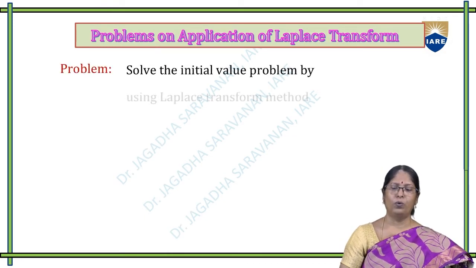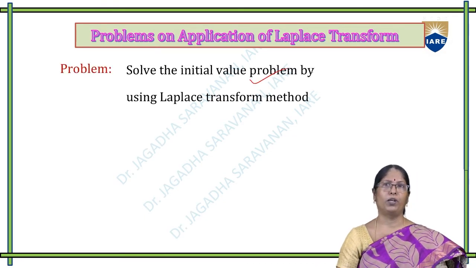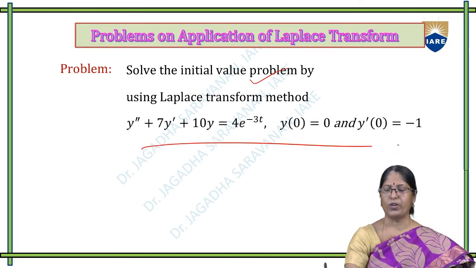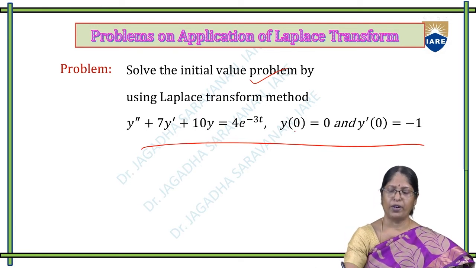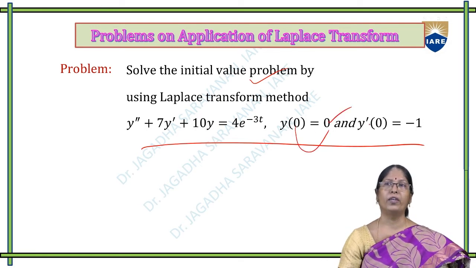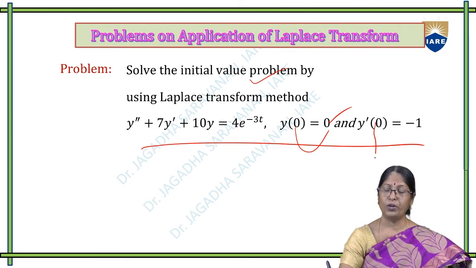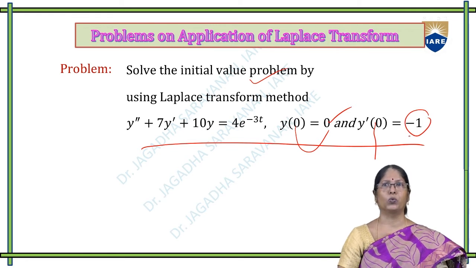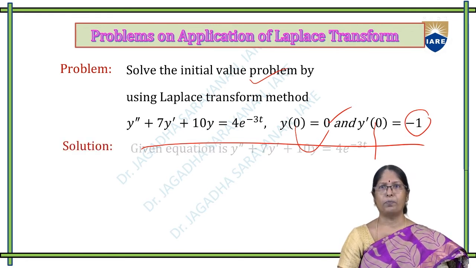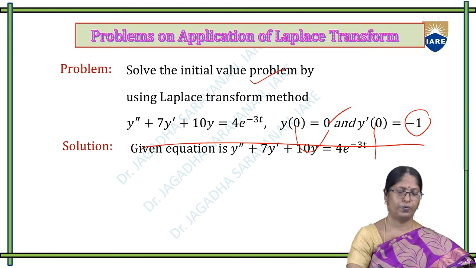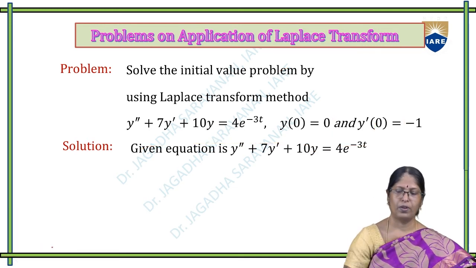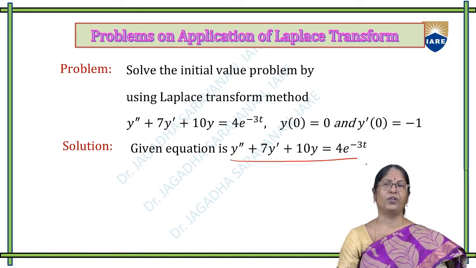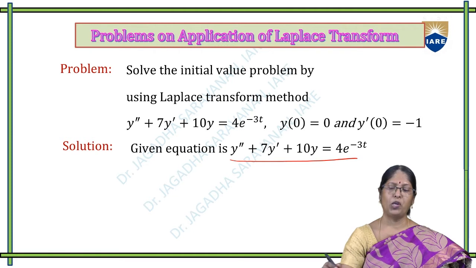Now, solve the initial value problem by using the Laplace transform method. So this is the equation which is given. Be very careful: at x equal to 0, y equal to 0. When x equal to 0, the first derivative of y, the value is minus 1. The step we are going to follow: this is the given equation, the equation which is written.